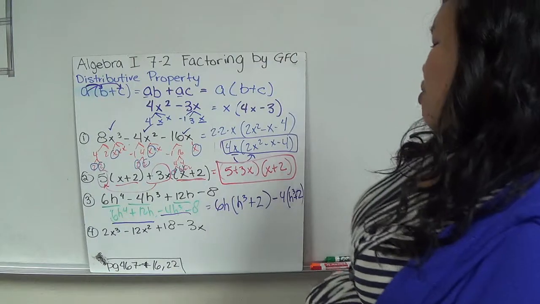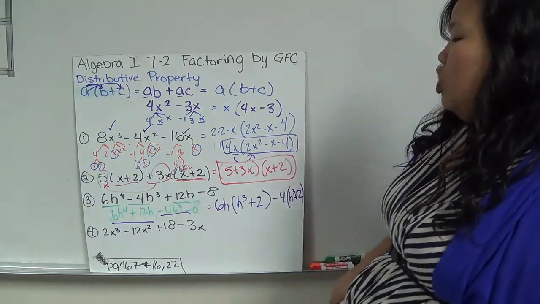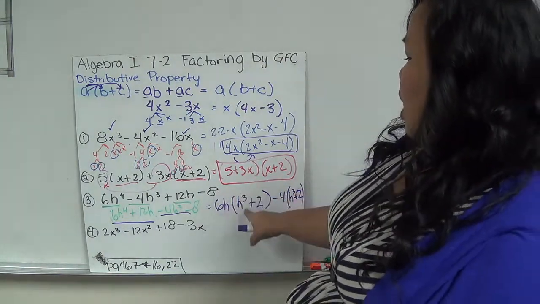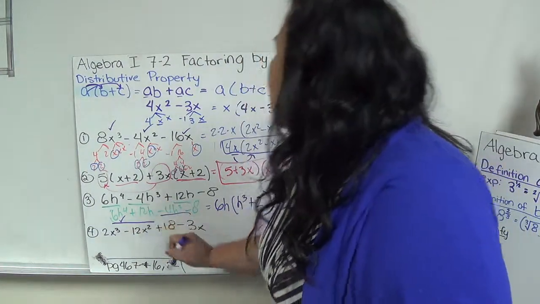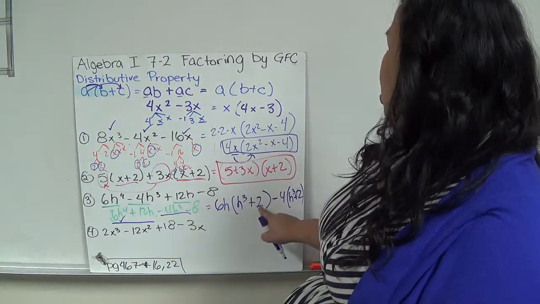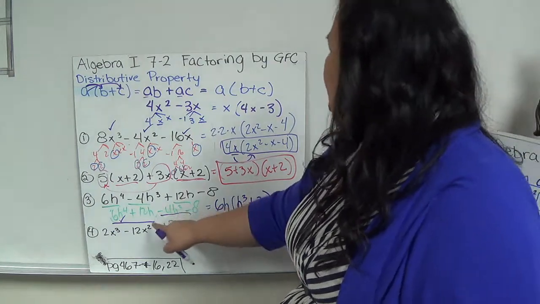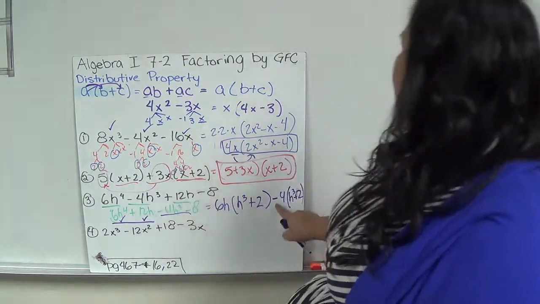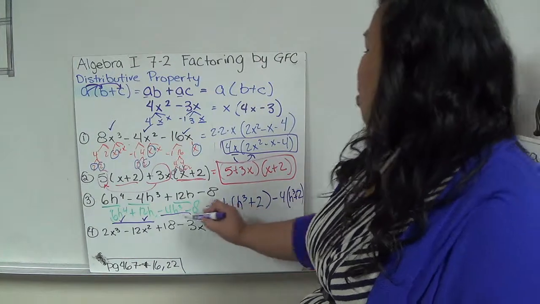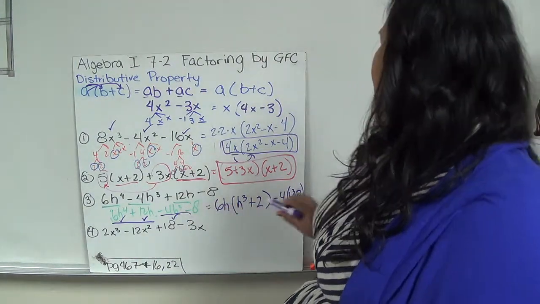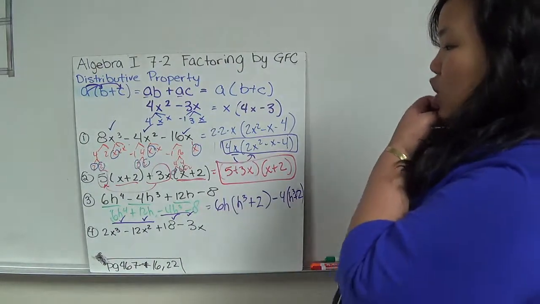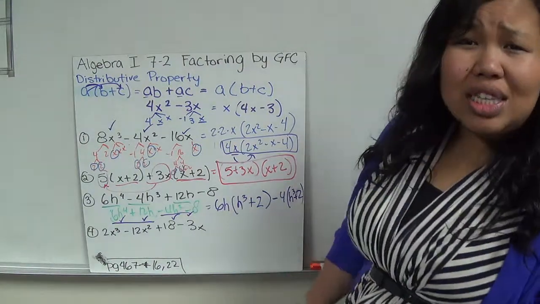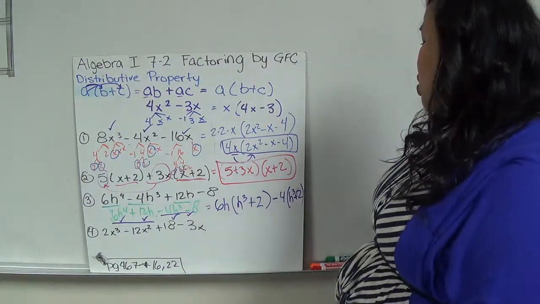How do I know if I did that right? I have to multiply it out and check. 6h times h cubed should give me 6h to the 4th. Check. 6h times 2 is 12h. Check. Negative 4 times h cubed is negative 4h cubed. Check. Negative 4 times 2 is negative 8. Check. So you're working kind of backwards. Make sure you check it, because it's a little different than what you're used to.